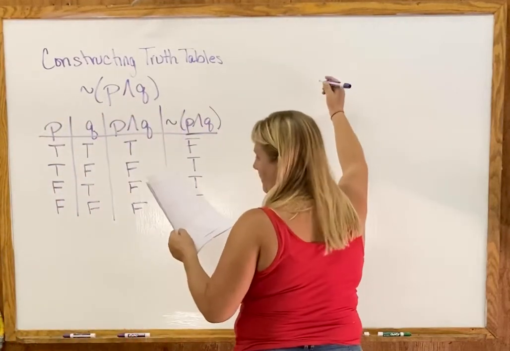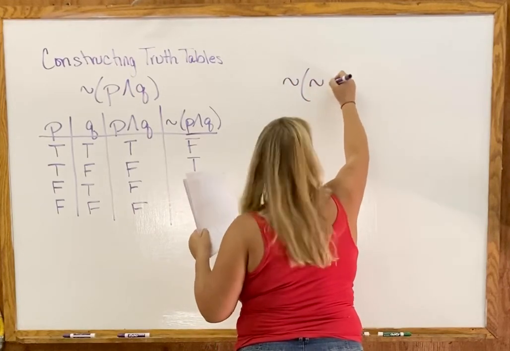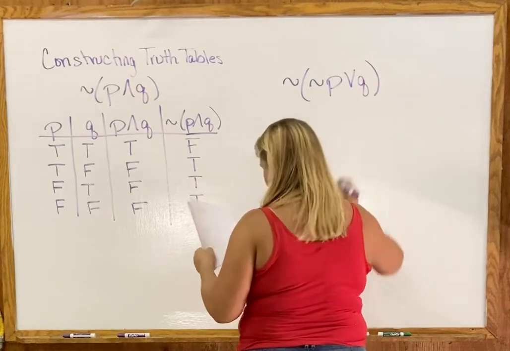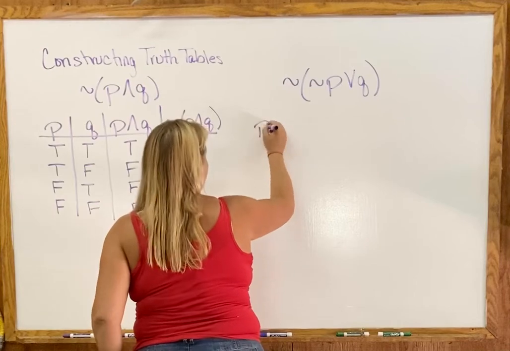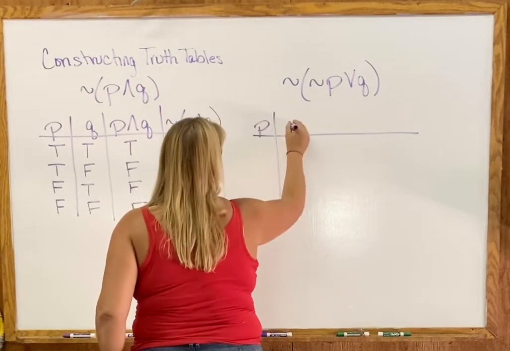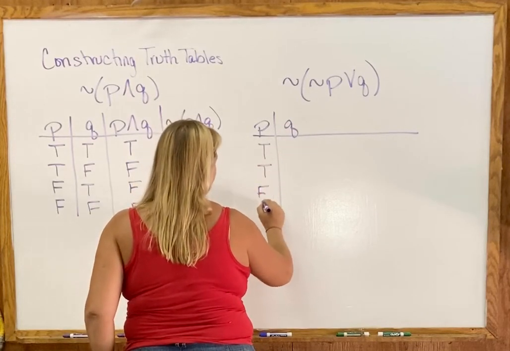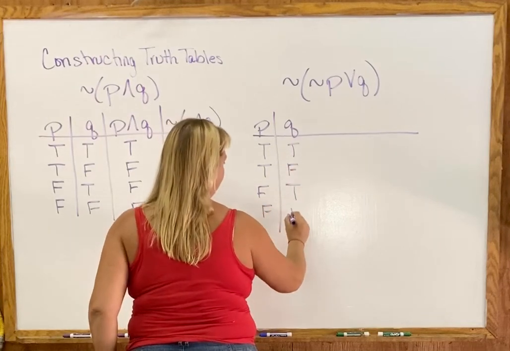So let's look at this one next. Let's say we want to find not P or Q. Okay, so remember, it always starts the same. True, true, false, false, true, false, true, false.